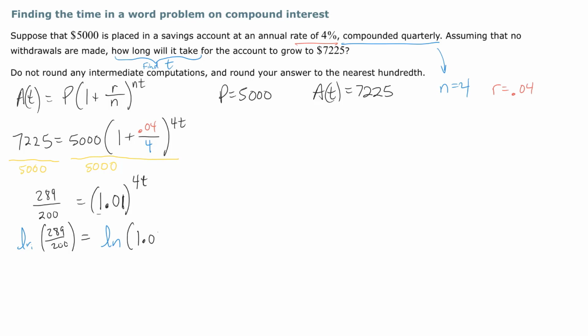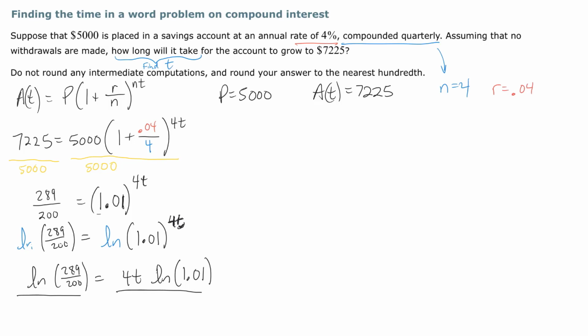And we're going to use a logarithmic property to bring that exponent of 4t down. Right now it's sitting high, but we want to bring that down to be a coefficient. And if we do that, we're on our way. Finally, we could divide the entire sides by something that's not 0.